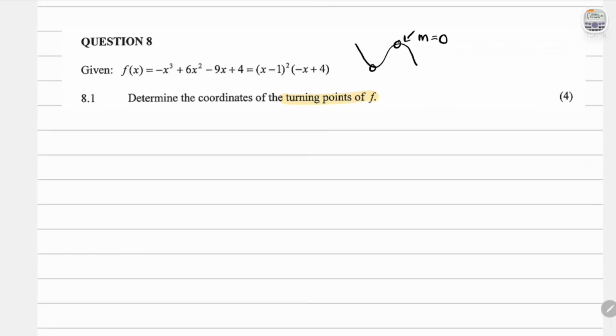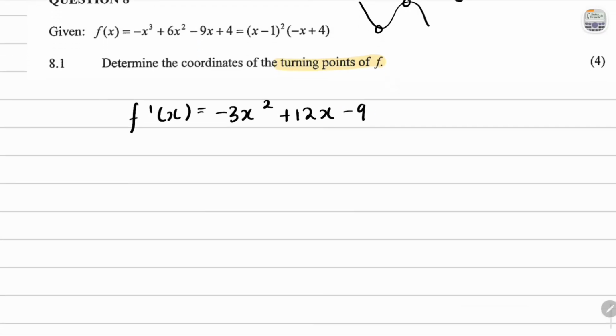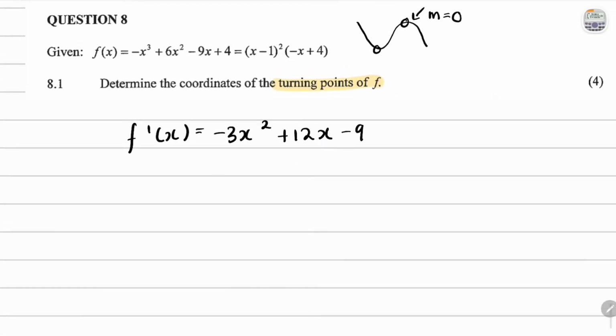So we'll go ahead and find the gradient of this function by deriving it. So that's f prime of x is equal to, and coefficient times exponent, negative 3x, exponent minus 1 is 2. Then that is going to be plus 12x and minus 9 using the same rule. Now this represents the gradient, the general gradient of this function. And we're going to make the gradient equal to 0 so we can find those specific turning points.